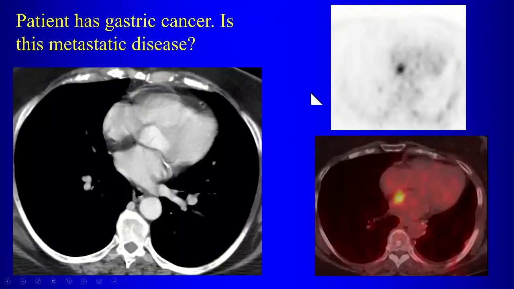Okay, you guys over here, the history is gastric cancer. And this patient has a lesion that lights up in the interatrial septum here on the PET scan. Is this metastatic disease? No. Why not? What is it?